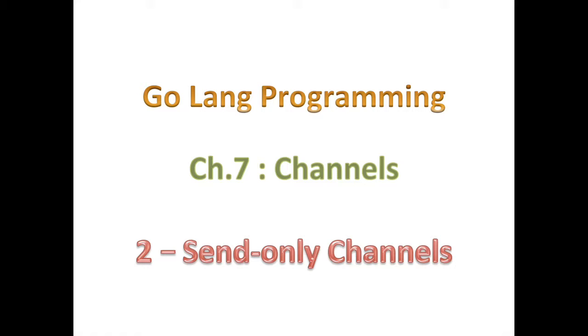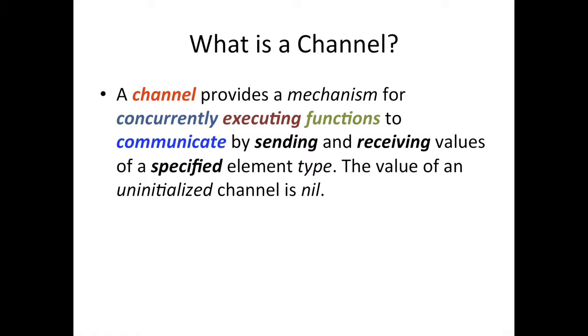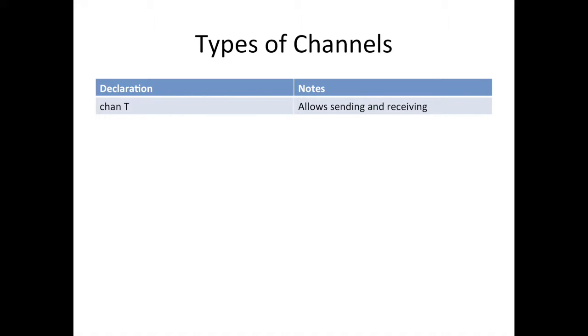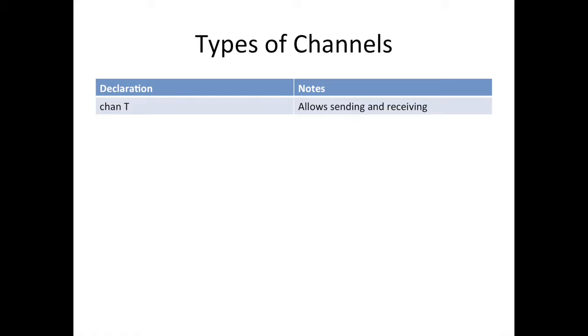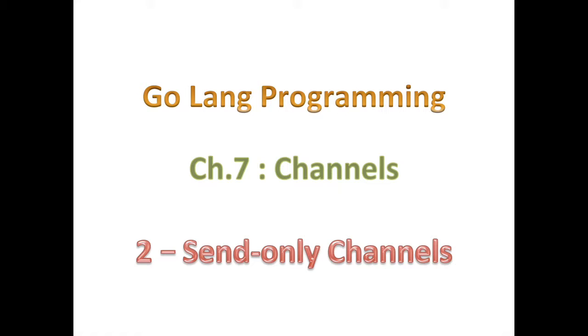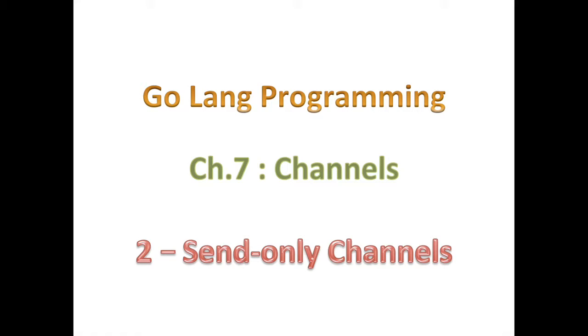All right, so just to review, we started off talking about channels, and then we talked about why you want to use channels: so that you can send and receive values between functions, for example. We haven't covered concurrently executing functions yet, but we'll get there. So far we've learned how to declare a channel by saying chan and the type that you're going to send on that channel. We said that when you do it like this, it allows both sending and receiving, as we saw in our example, which we're going to look at again just now.